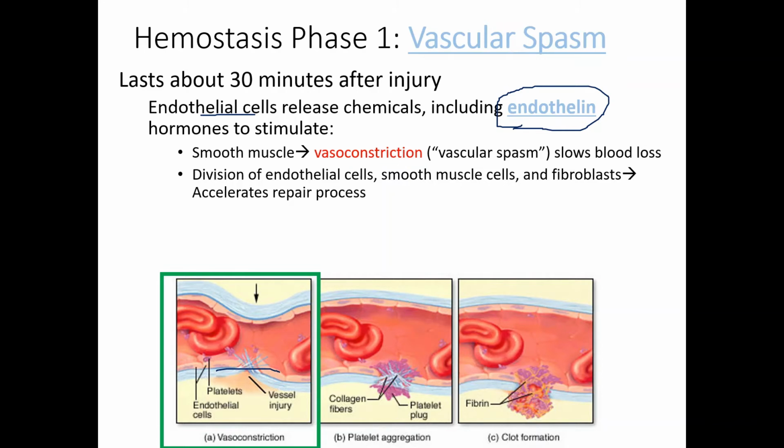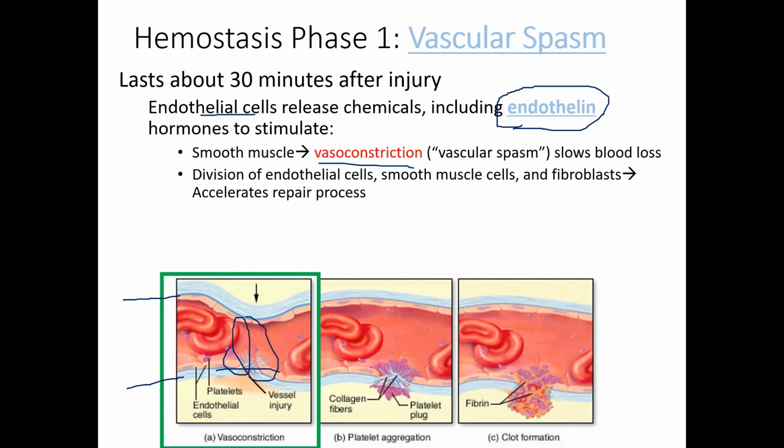And so essentially, endothelin, as well as some nervous system feedback, causes the smooth muscle lining your blood vessels to contract. And so this leads to something called vasoconstriction. The previously wide blood vessel is going to constrict, right? So the diameter gets smaller, and ultimately this allows less blood to the site of the injury, and therefore we lose less blood to the injury.